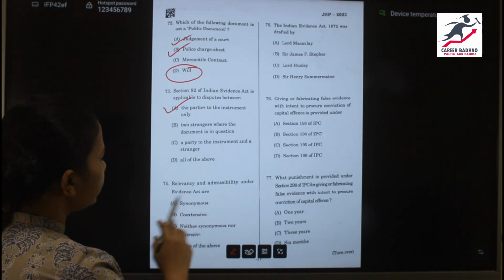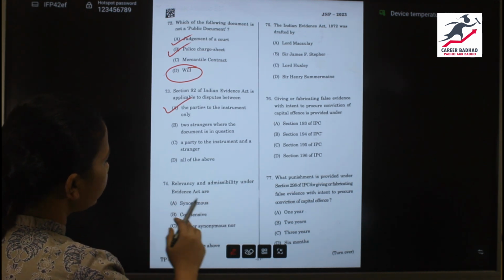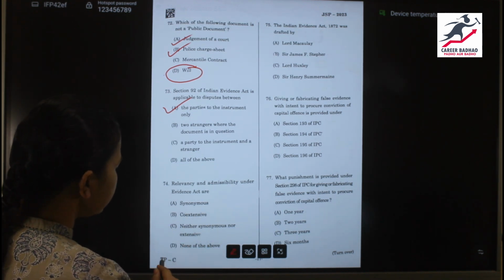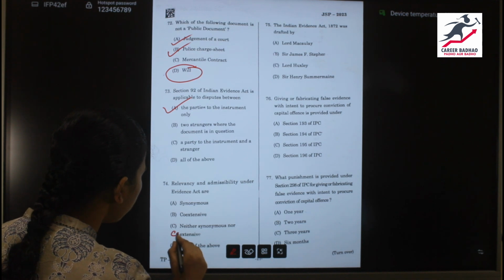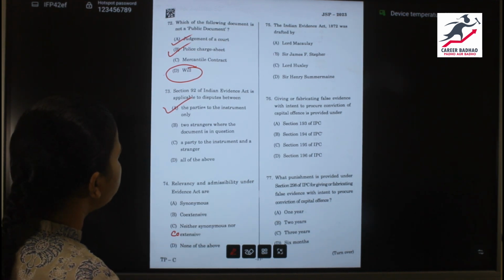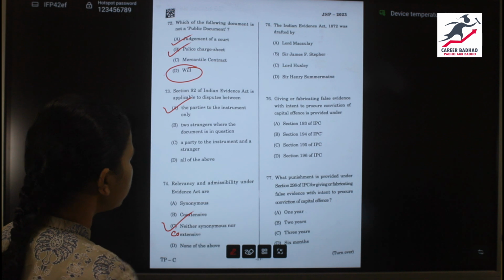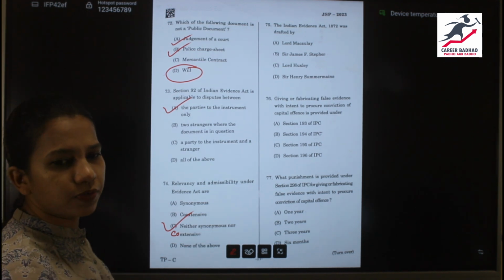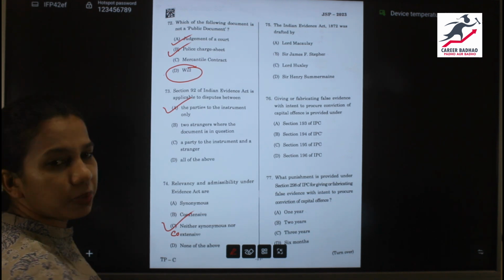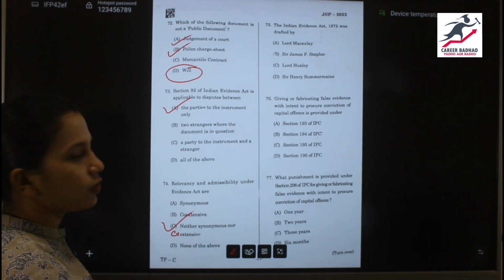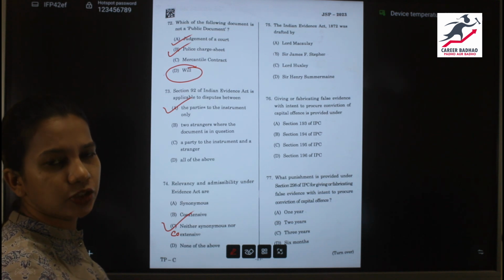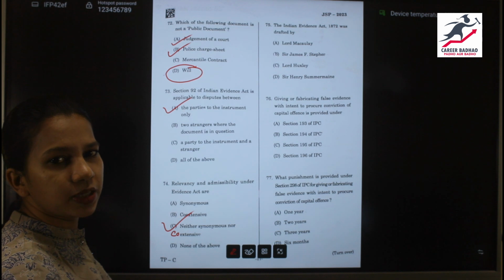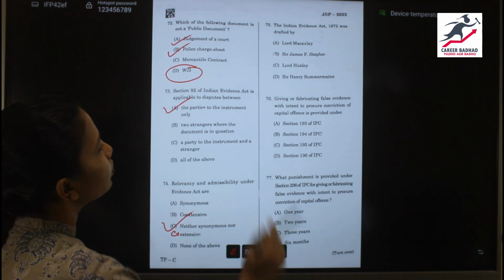Relevancy and admissibility under the Indian Evidence Act are synonymous, coextensive, neither synonymous nor coextensive. Here the word co is missing. Or option D, none of the above. So here the correct answer would be neither synonymous nor coextensive, because relevancy and admissibility are two different concepts. Some facts may be relevant but they may not be admissible. For example, privileged communication between husband and wife, that is relevant but it is not admissible as per the Indian Evidence Act.